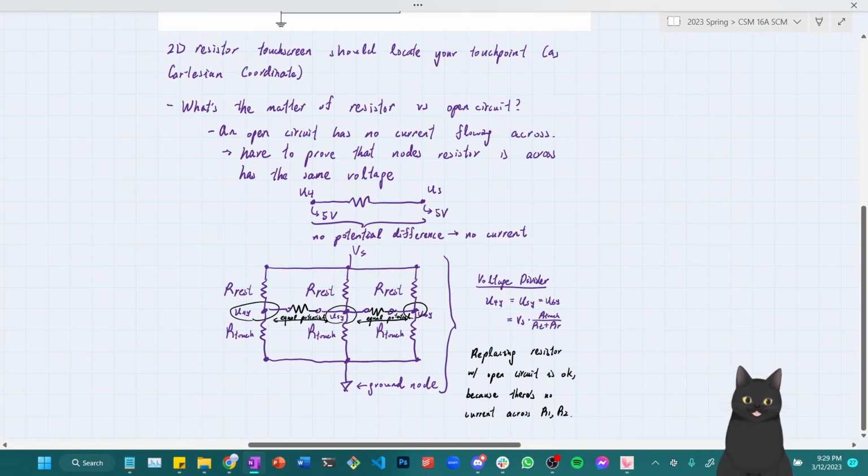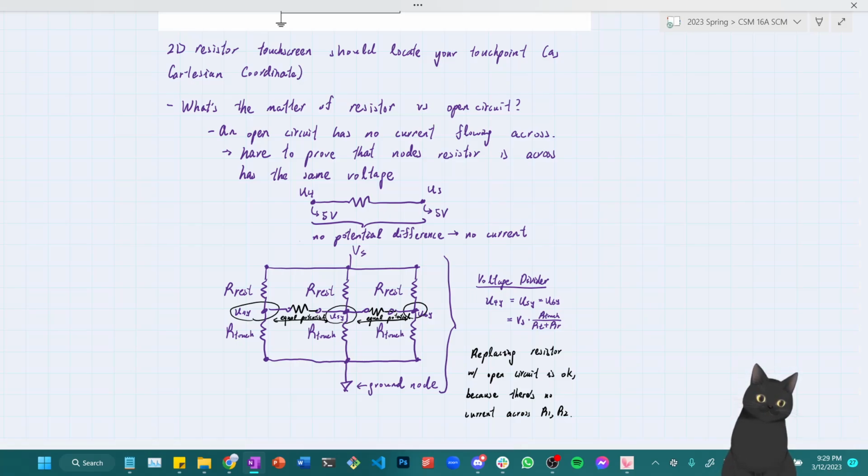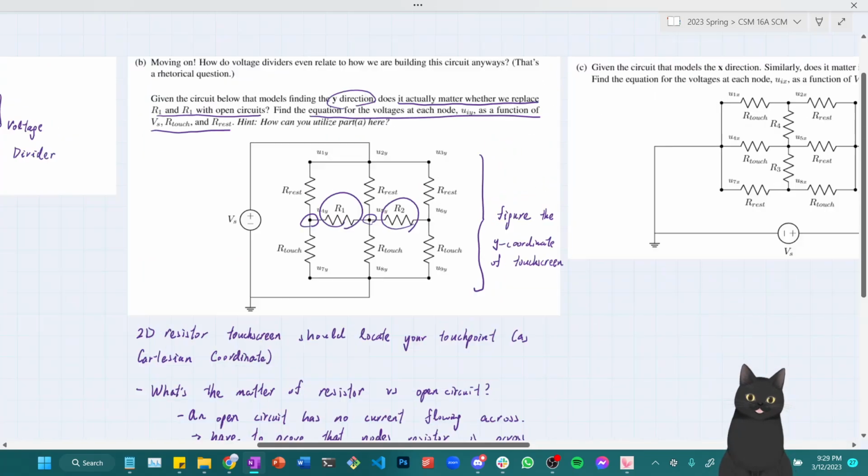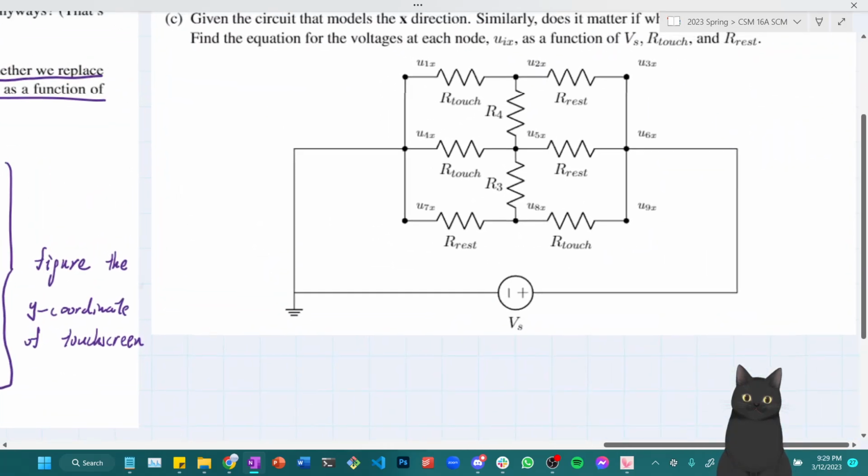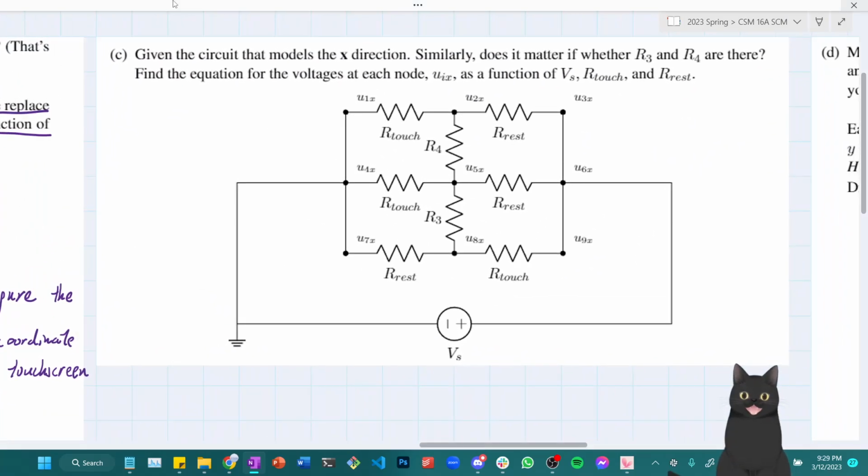Okay, so that's a summary of how to solve part B. Now let's try to look at part C. Given the circuit that models the x direction, which is finding the x coordinate of the touch point, does it matter if R3 and R4 are there?